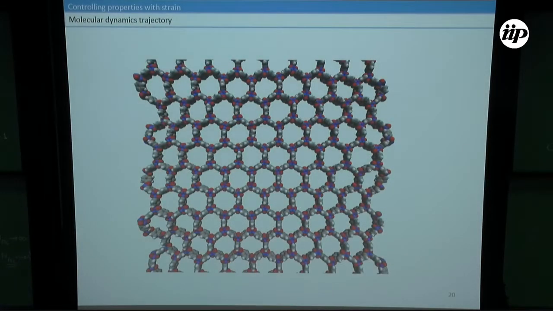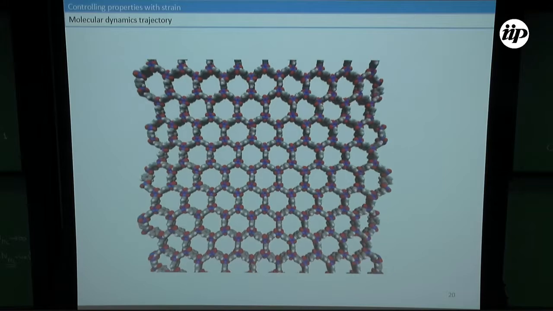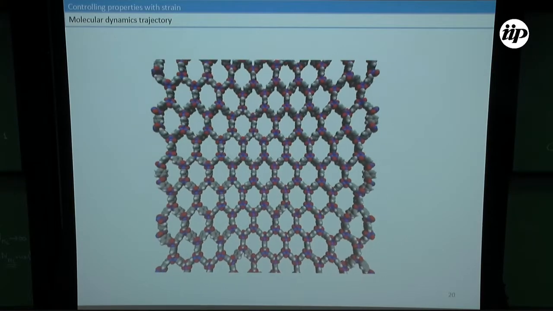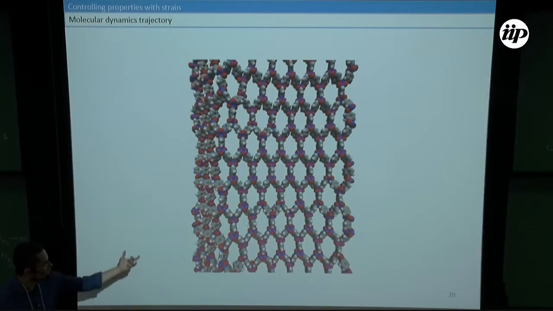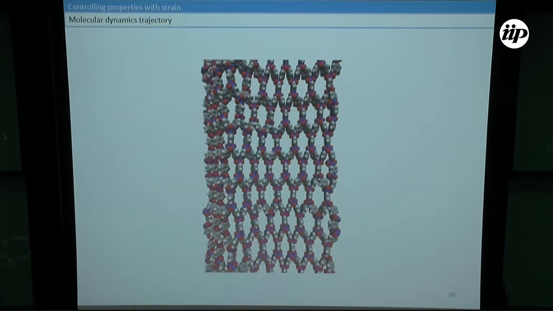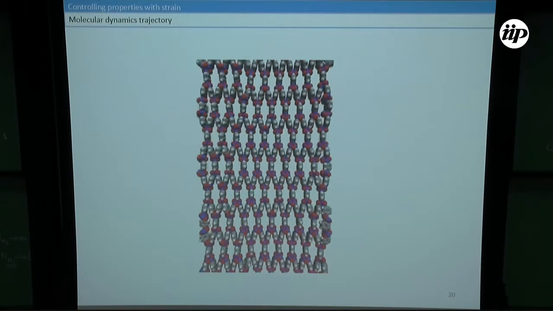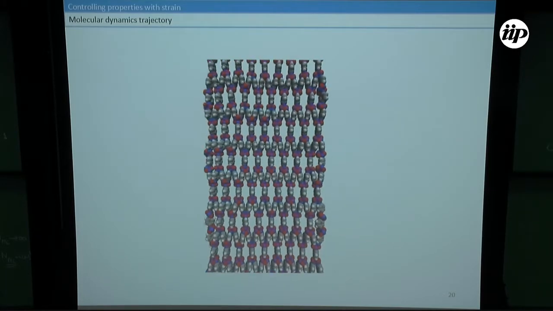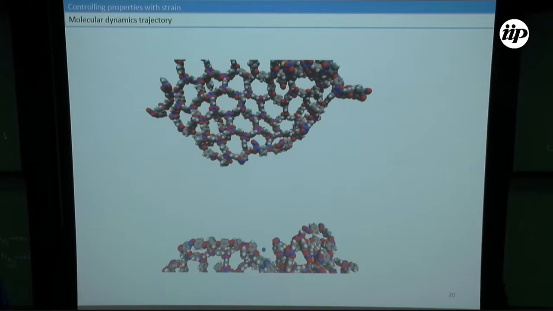If you look at the dynamics, you can have some idea of what is happening and why it's so different. As you can see, as we start pulling the material, it actually starts closing down. The microstructure changes drastically, and eventually it will break. But if you're pulling in a biaxial direction, you cannot have this kind of closing because you're pulling both in the vertical and the horizontal direction.